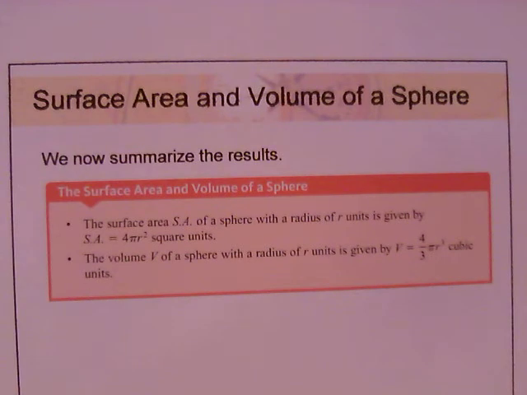So here the surface area of a sphere with a radius of r units is given by this: SA is equal to 4 pi r square units. And then the volume of a sphere with a radius of r units is given by this: V is equal to 4/3 pi r cubic units. Okay. So I do have an example of just that.